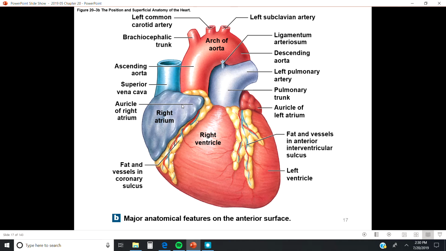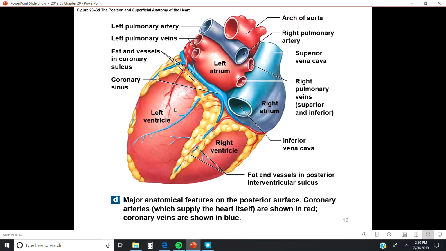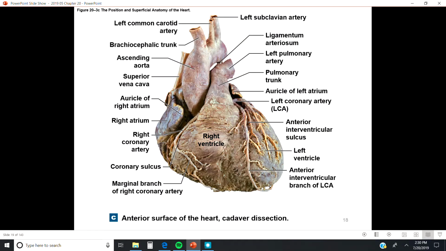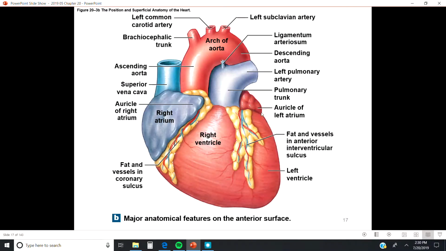So here's the atrium on the right, and here's part of the atrium on the left, filled with fat. This whole area here is fat. This fat and these blood vessels are sitting in the groove right here. This would be where the coronary sulcus runs. Then if I turn the heart around, the coronary sulcus will continue around this way. And then again, if we turn it around again, it'll come back over on this side here. So the coronary sulcus, you need to know, separates the top of the heart, the atria, from the ventricles.